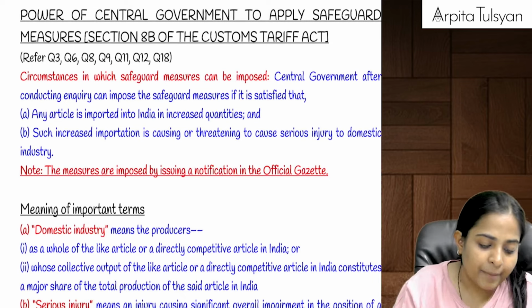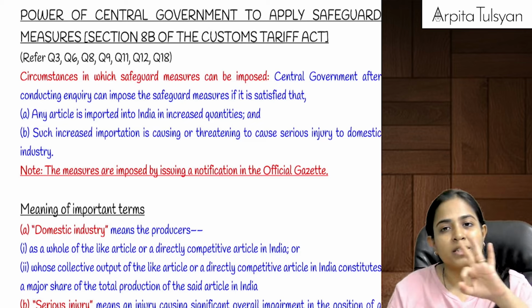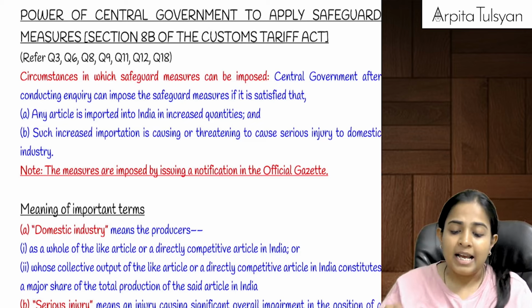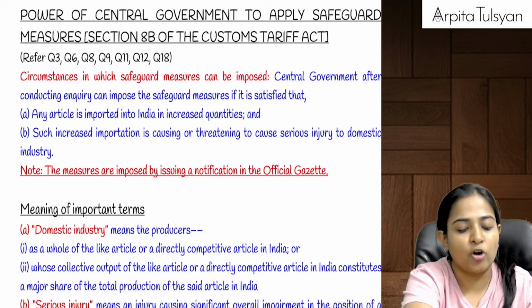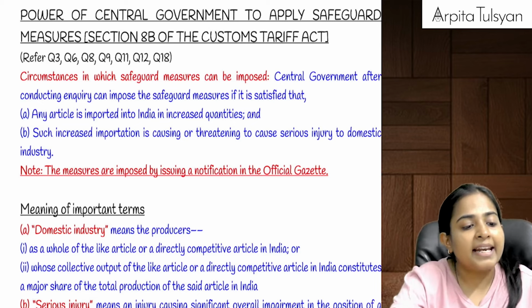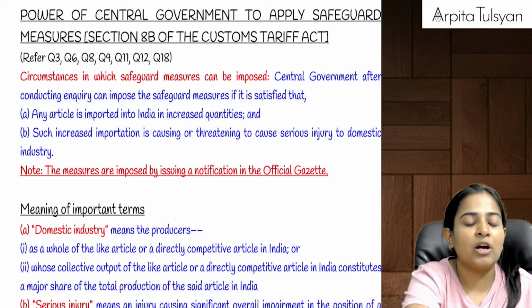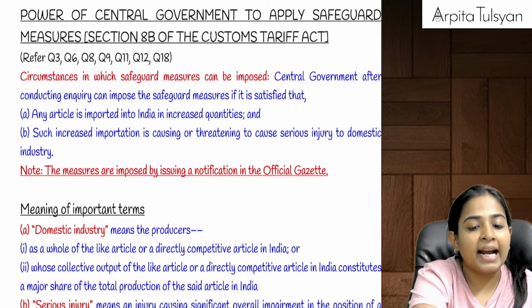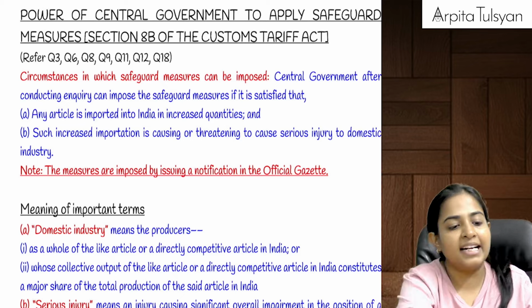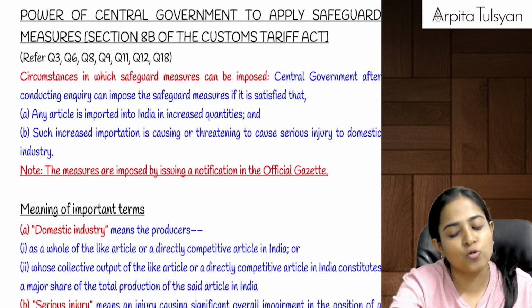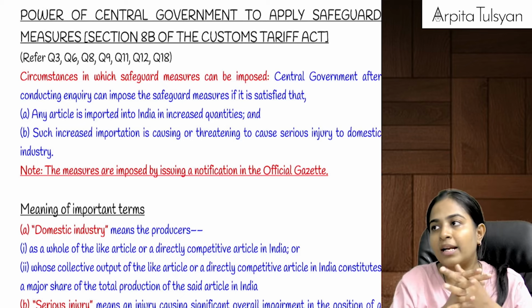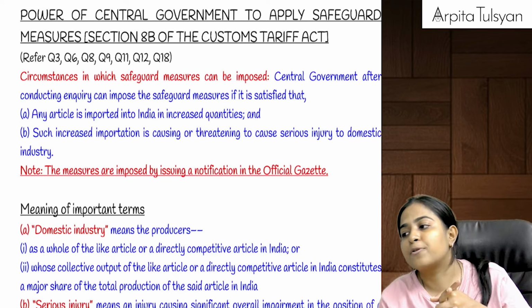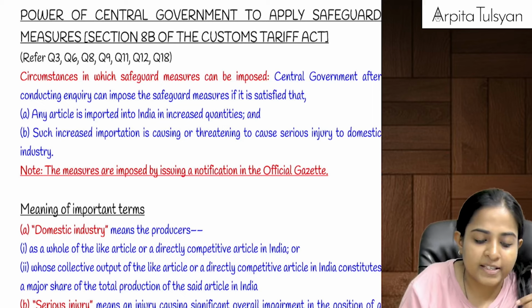Yes. Okay. Then after that, going on to the three most important sections of the chapter, starting with section number 8B. Section number 8B talks about safeguard measures, 9 talks about countervailing duty on subsidized articles, and 9A talks about anti-dumping duty. These three sections are super duper important: 8B, 9 and 9A. You can also mark them in your book. These are your three types of duties. The first one is section number 8B.